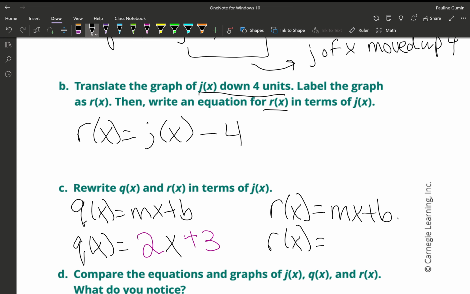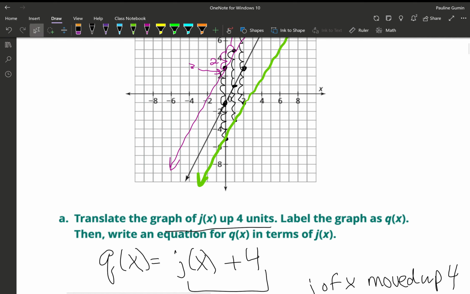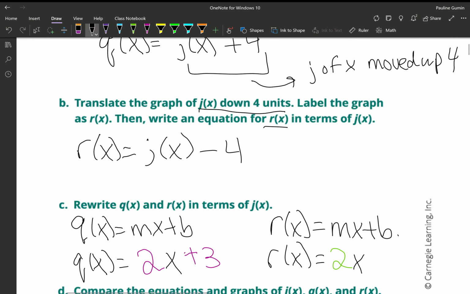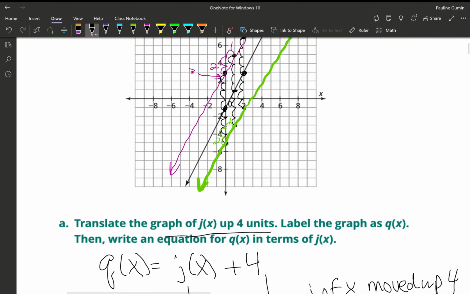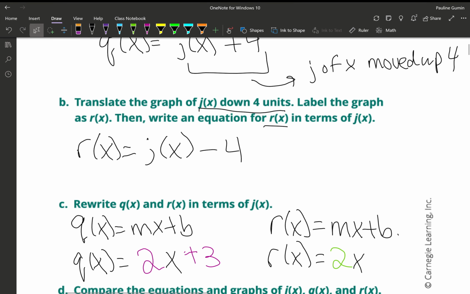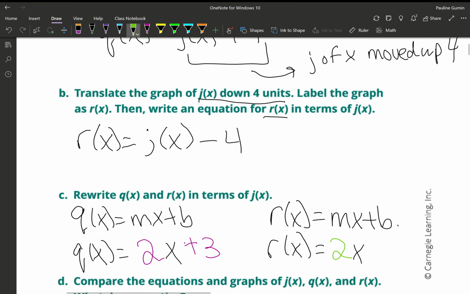All right, let's do r of x. Same idea, let's find its slope. And that's the green one. I'm going to make this pencil thinner. There we go. All right, so to go from one point to another, I have to go up 2, to the right 1. Oh, wow, they have the same slope. And then the y-intercept, let's check it out. It crosses right here, which is at -5. Okay, so -5.